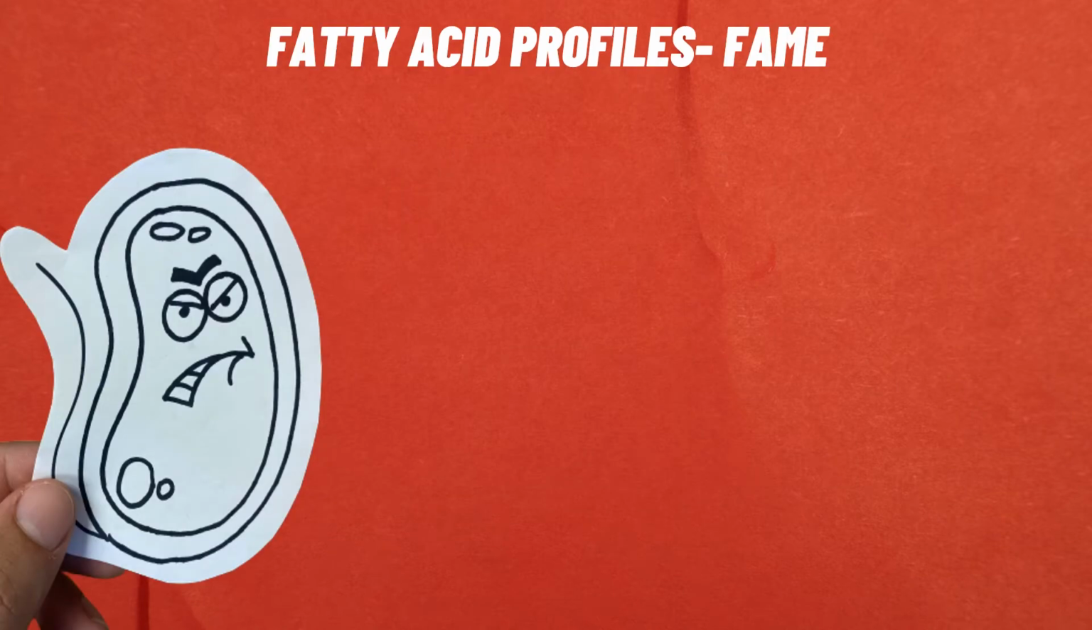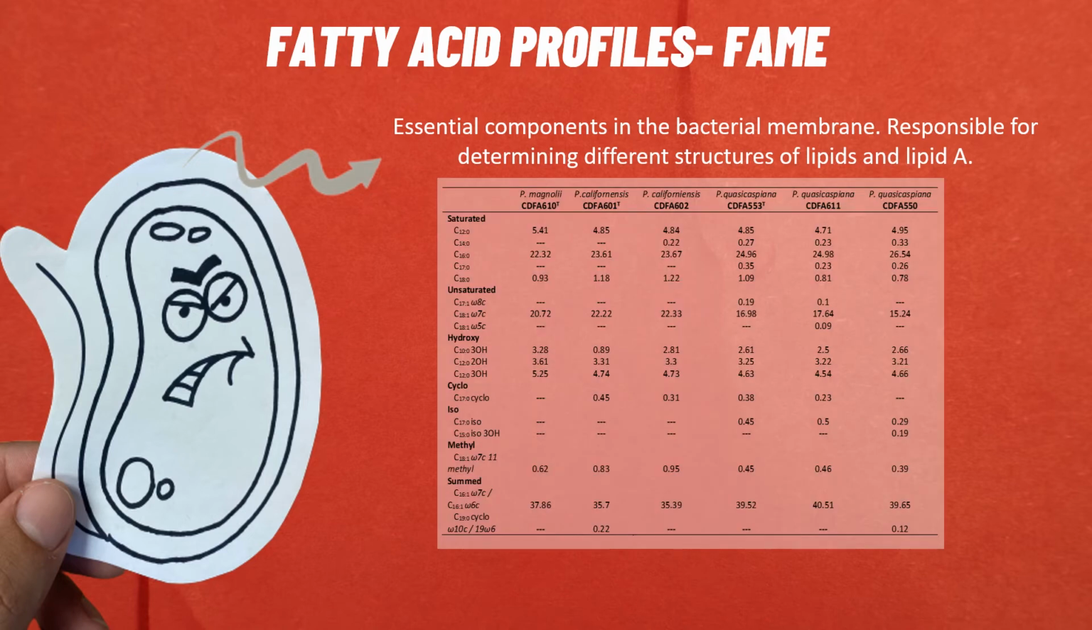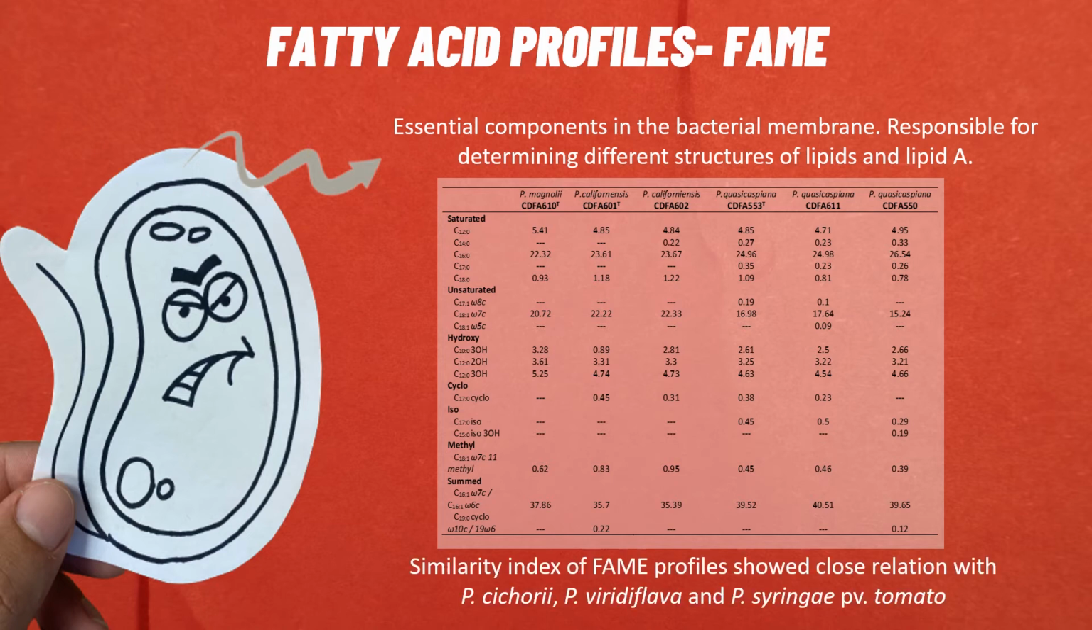The following test to characterize the strains is called the fatty acid methyl ester profile. Fatty acids are essential components in the cell membranes of bacteria, and they determine the different structure of lipids and lipid A. Fatty acid profiles are a good target for bacterial differentiation by comparing their profiles. The profiles of the 6 strains isolated from ornamental crops are presented here, and comparisons with the data bank show that these strains have close relations with Pseudomonas cichorii, Pseudomonas viridiflava, and Pseudomonas syringae pv. tomato.